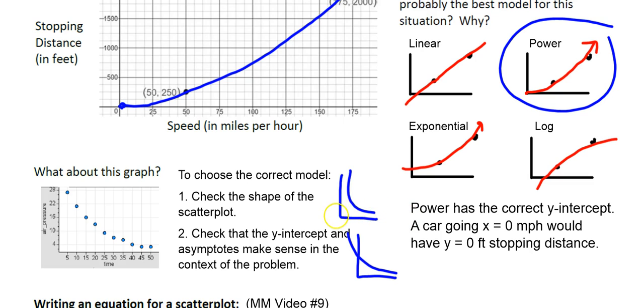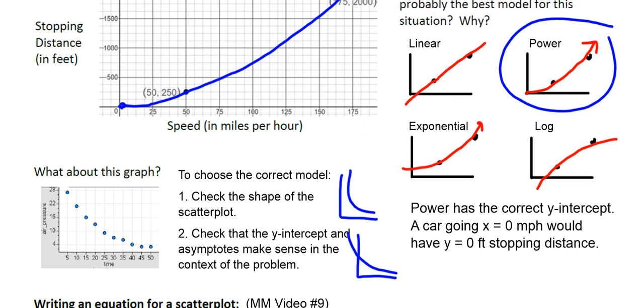Which would make more sense, having an asymptote and no y-intercept or having a y-intercept? Well, you'd need to know more about the context of the problem to figure that out. And this problem, this air pressure and time problem, happens to be one of your homework problems later on, so you'll be making that choice later.